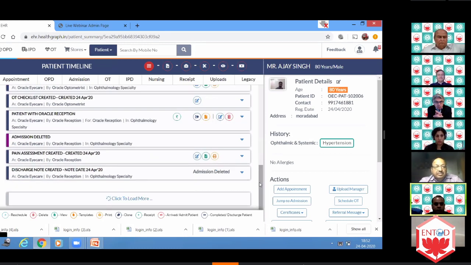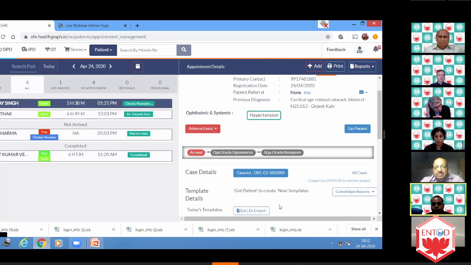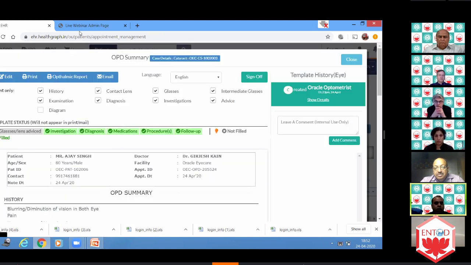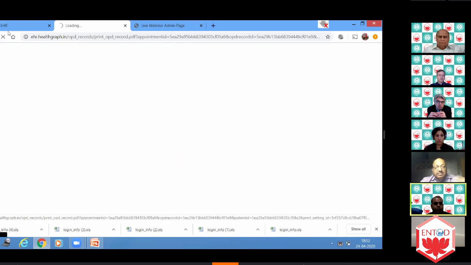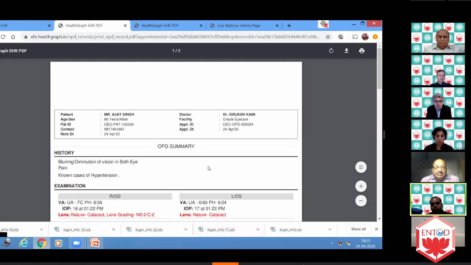Okay, what exactly will this patient get from the prescription part? This is the prescription part, the complete prescription. I'll show you in Hindi. It's a printable format, and the patient will get this kind of prescription.